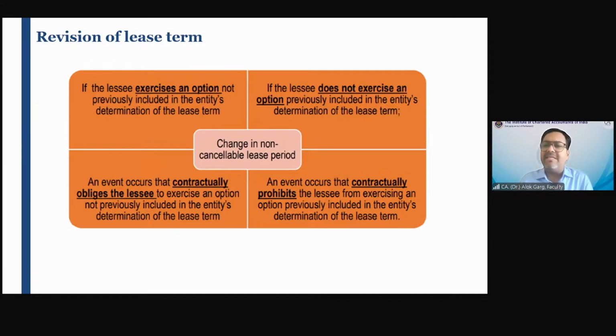At the commencement date, the lessee was reasonably certain that the lessee is not going to avail the termination option. But after 4 years, now the lessee is not reasonably certain that he will not avail it; he may avail it. So what do we do? We need to revise our lease term.